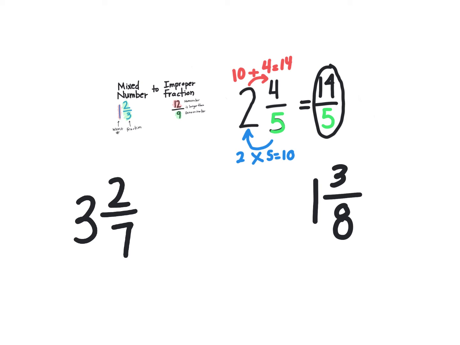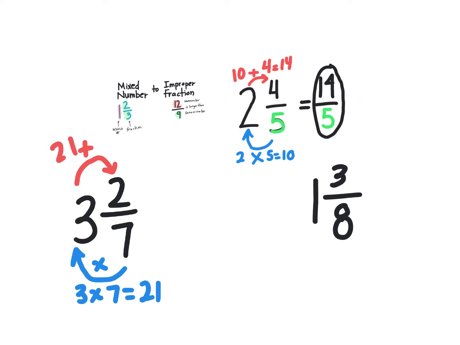Okay, so let's see what you did here. We should be multiplying, and then we should be adding. That is our goal. So for our first one, we are multiplying 3 times 7, which gives you 21. And then we are going to add 21 to the numerator, which is 2. So 21 plus 2 is 23.